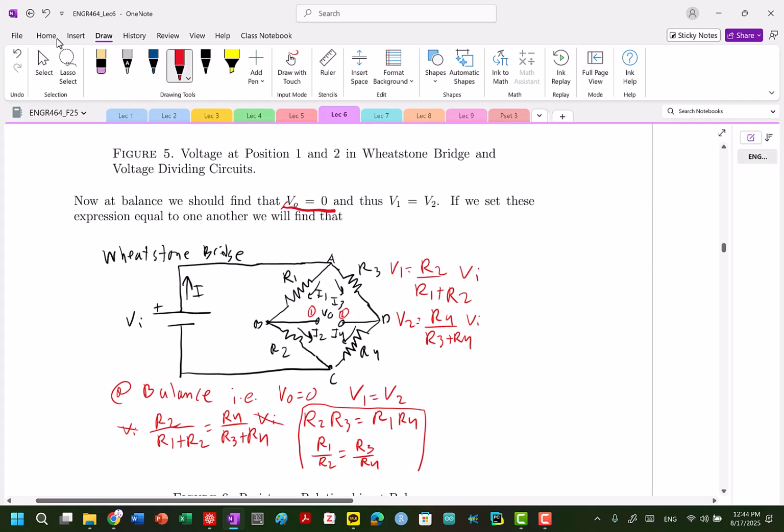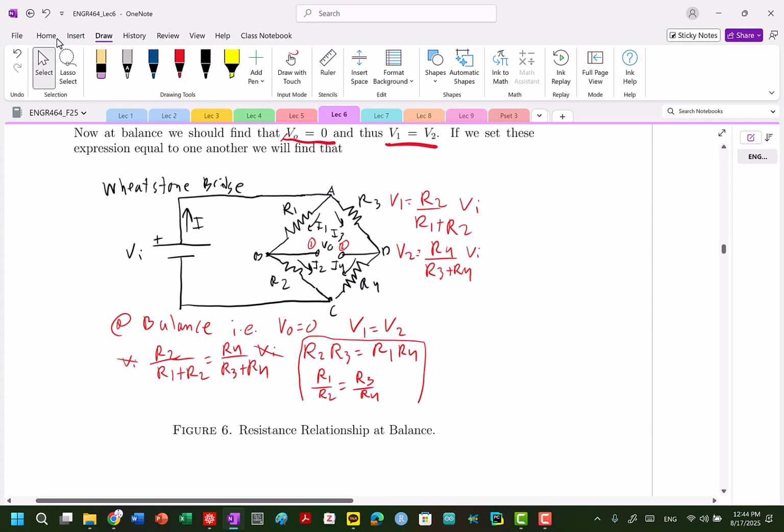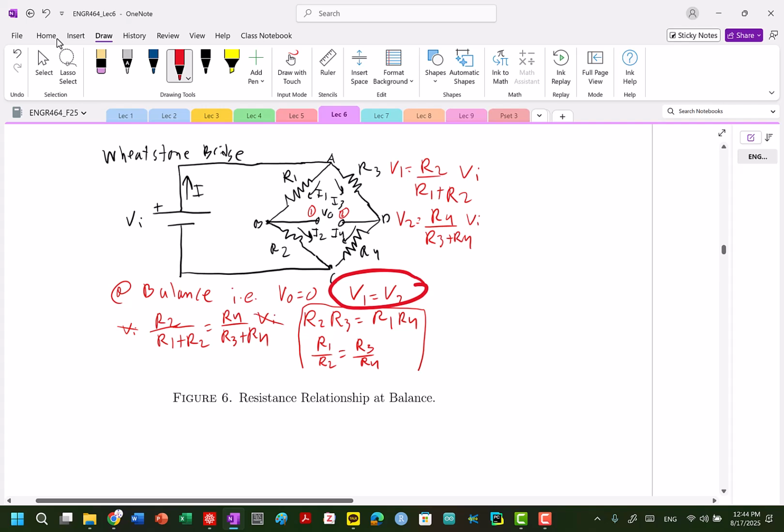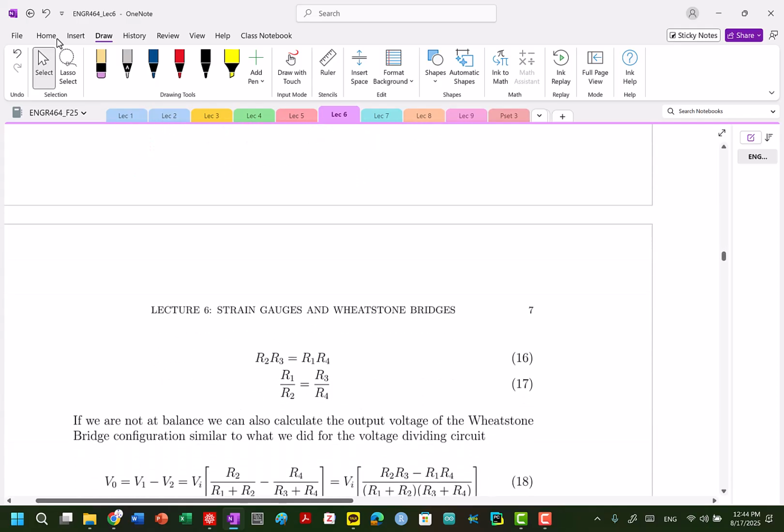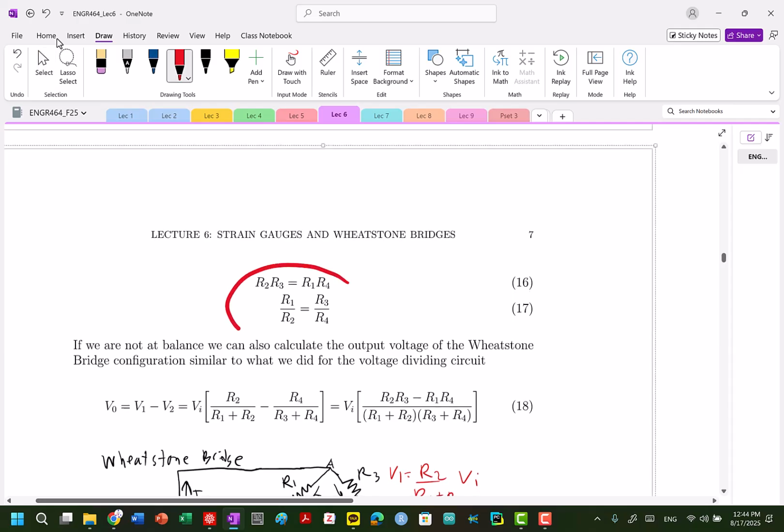If we are at balance, V1 is going to be equal to V2. And what you'll find is, if you go through the math and rearrange this expression, you'll end up with this relationship for at balance. So R1 over R2 is equal to R3 over R4, or that previous relationship that you see here. So this is if we're at balance: this relationship has to hold effectively at balance. Now we're going to leverage this relationship a little bit later.